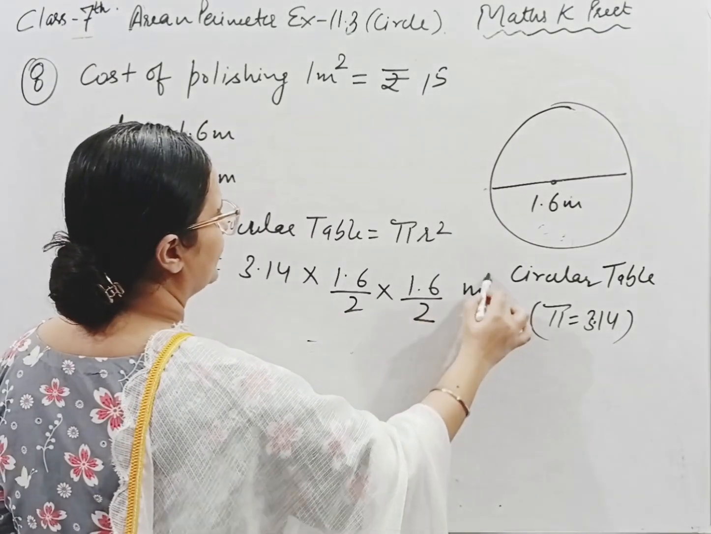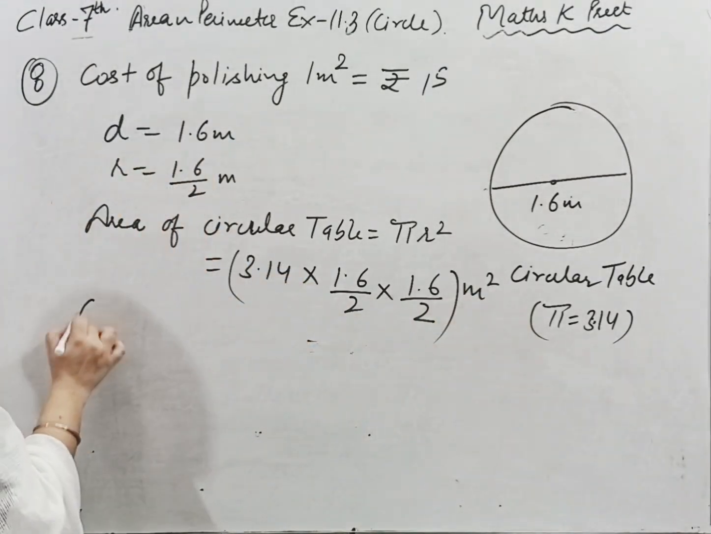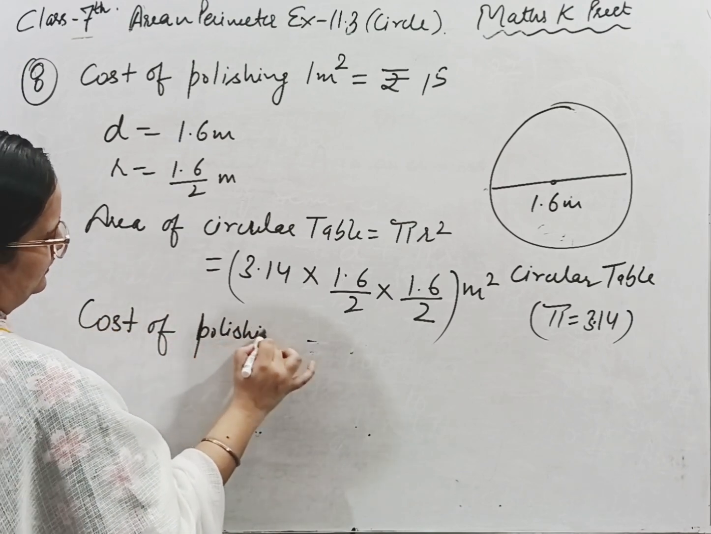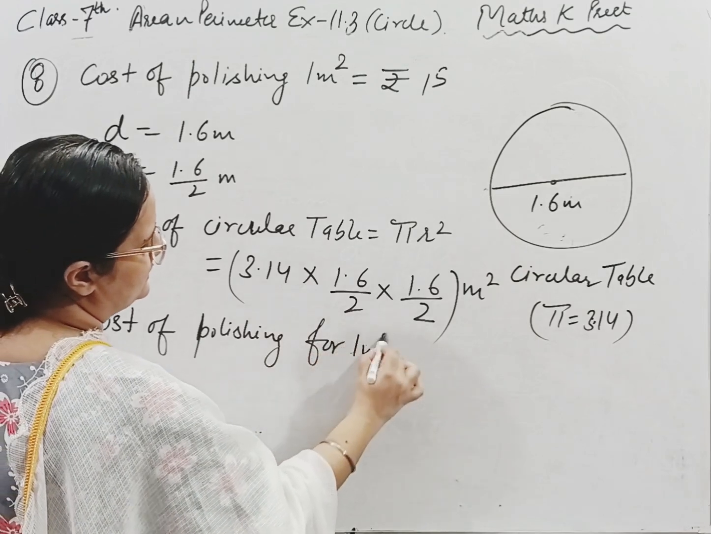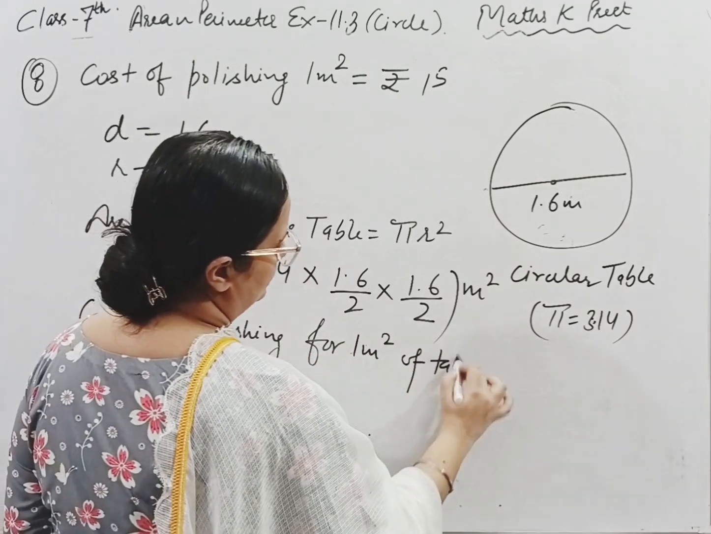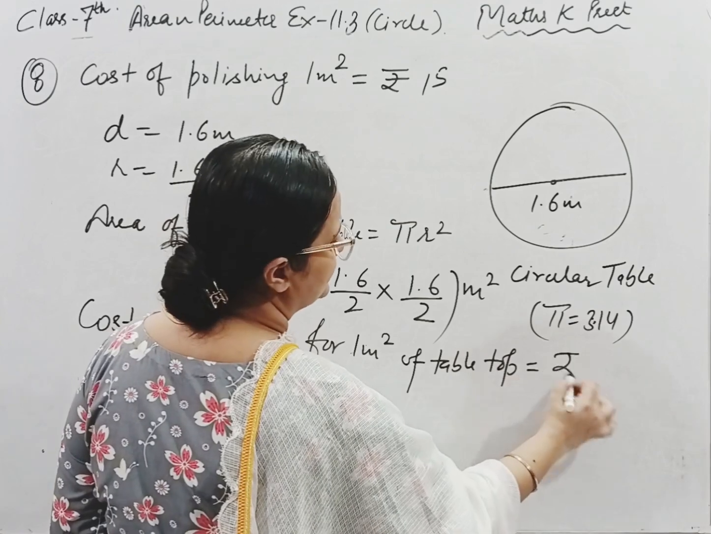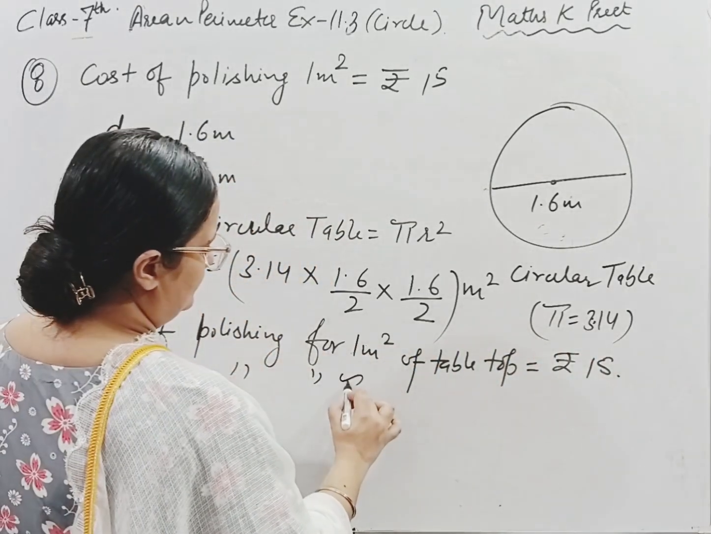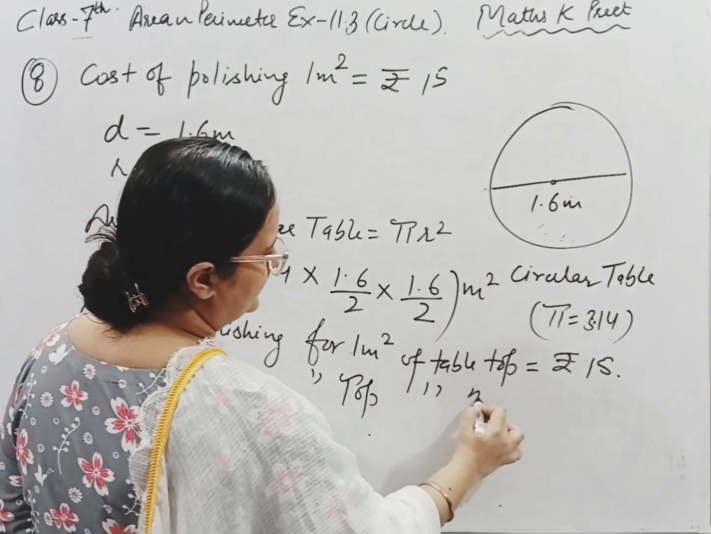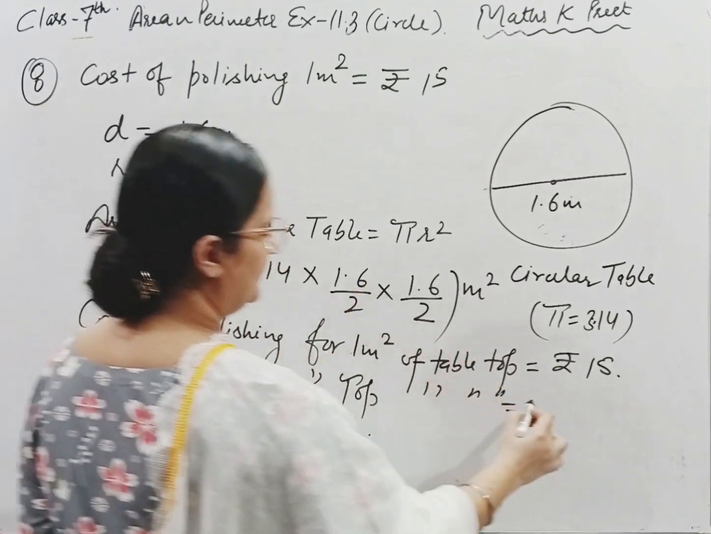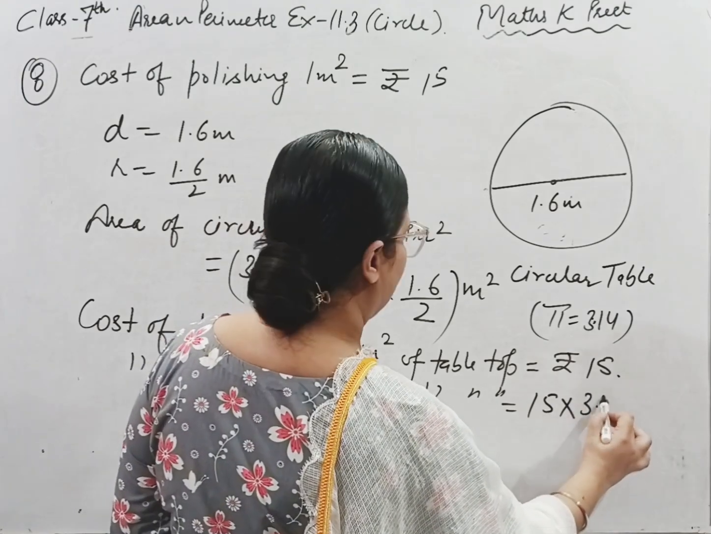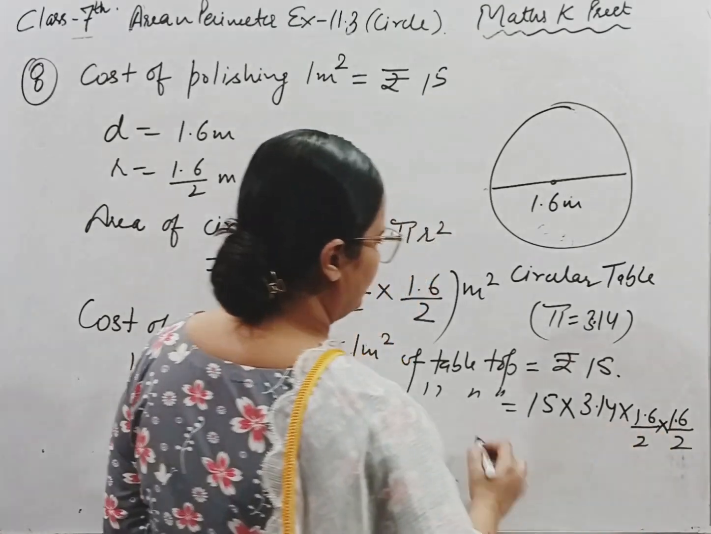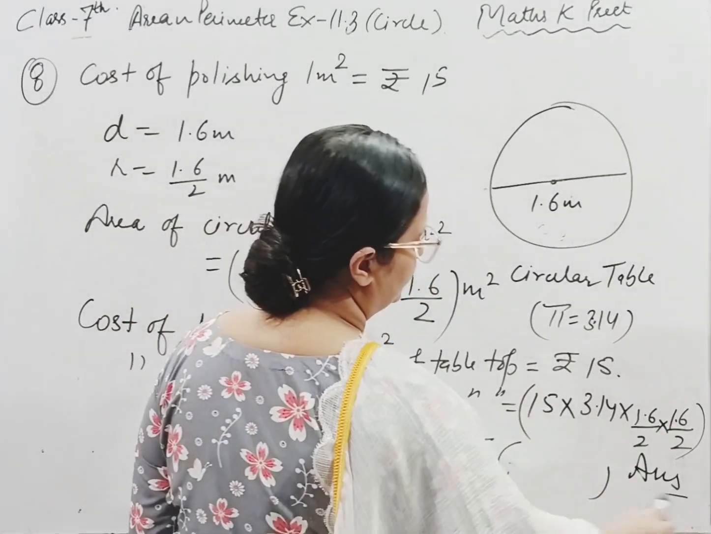This is meter square. So to calculate the total cost of polishing for 1 meter square of tabletop is equal to rupees 15, which is given. So we have to calculate the cost of polishing for the complete top of the table, that will be equal to this area into 15. So we can cancel out the things that are cancelling out. So we are left with the tabletop. You can get your answer after doing the calculations.